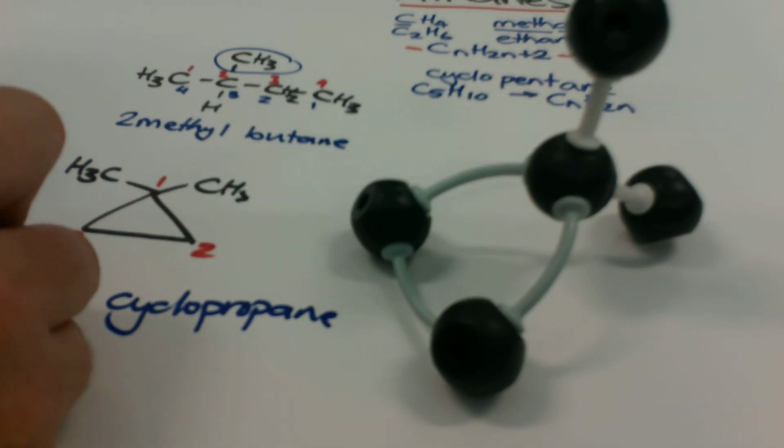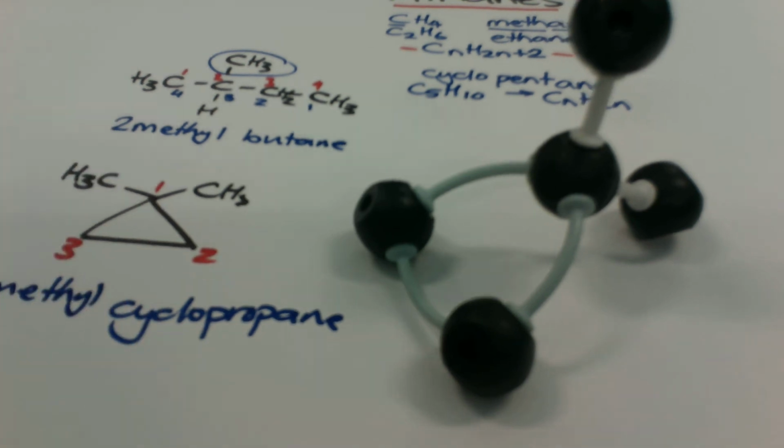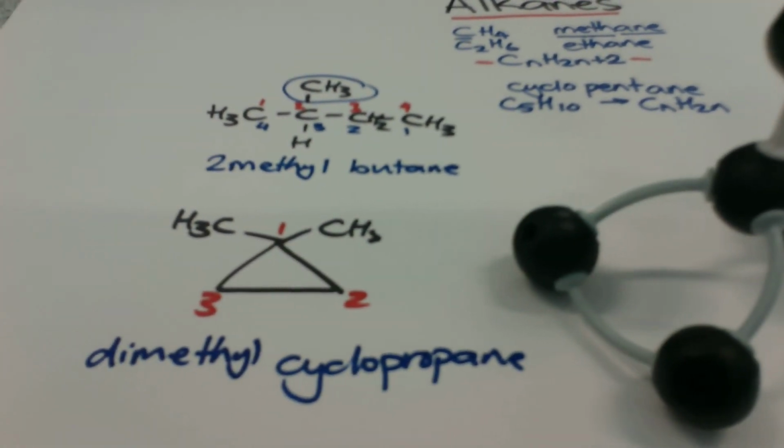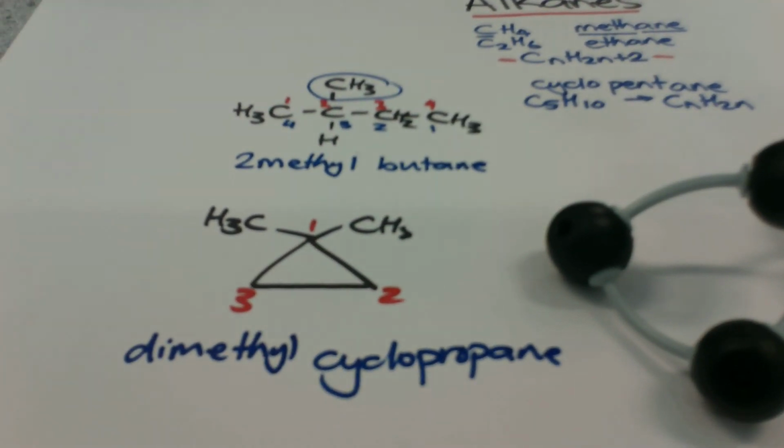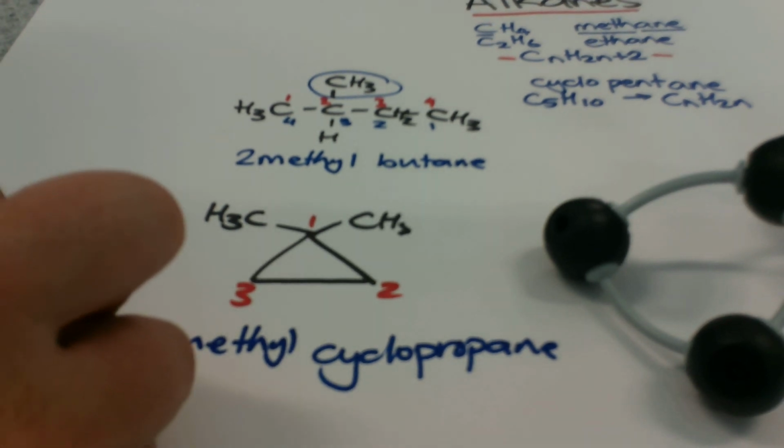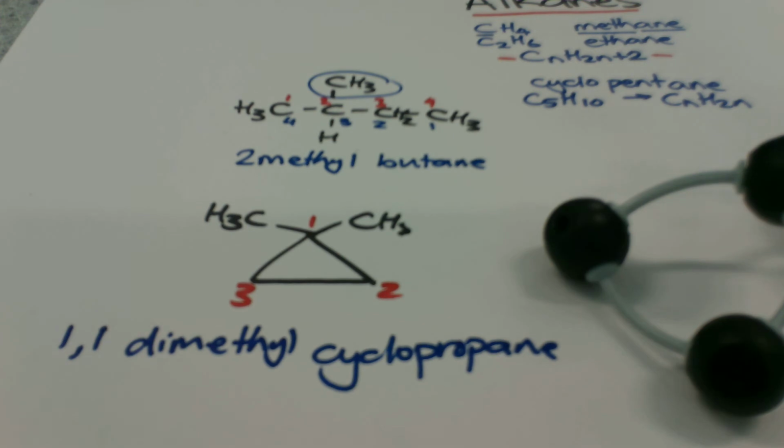But there's a wee problem here. Those methyl groups don't have to be on the same carbon. They could be on different ones. So I need to say which carbon they're on. They're both on number 1, so it's 1,1-dimethyl cyclopropane. Quite a mouthful. All right? Now here's where things get really cool with cyclics.